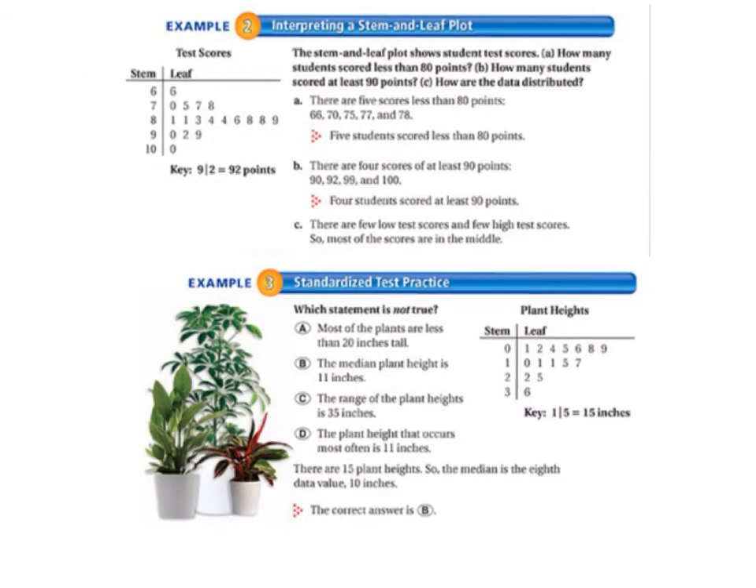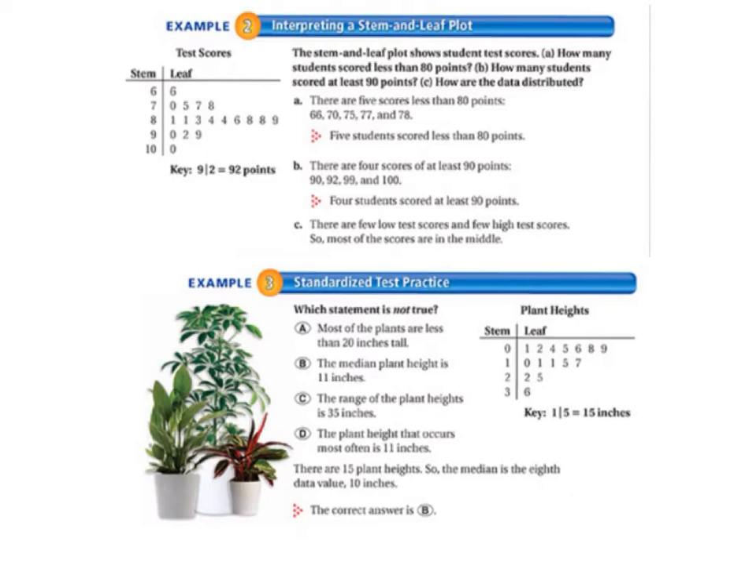Moving on to example 2, interpreting a stem and leaf plot. The stem and leaf plot shows student test scores. A, how many students scored less than 80 points? B, how many students scored at least 90 points? C, how are the data distributed?